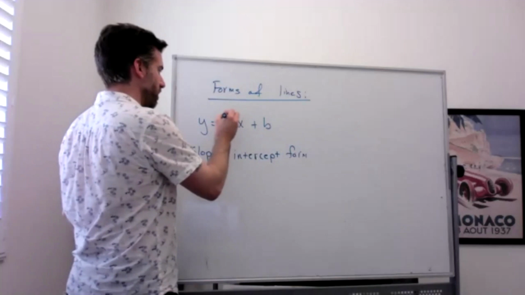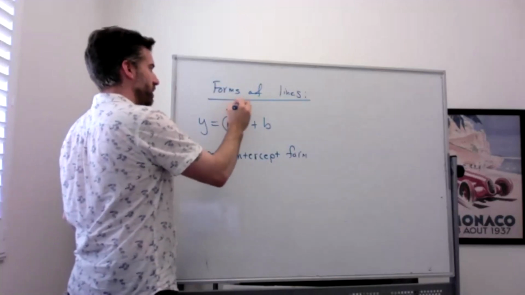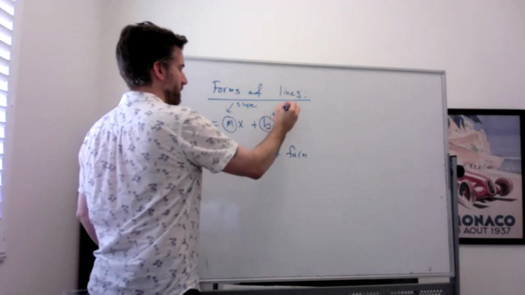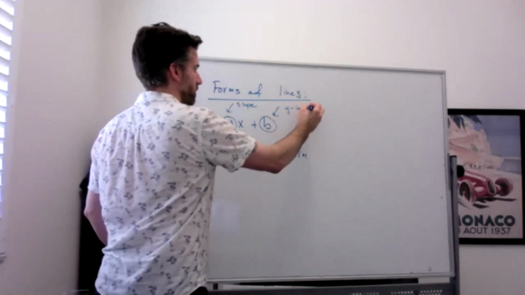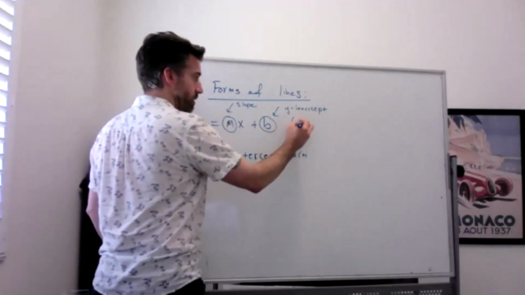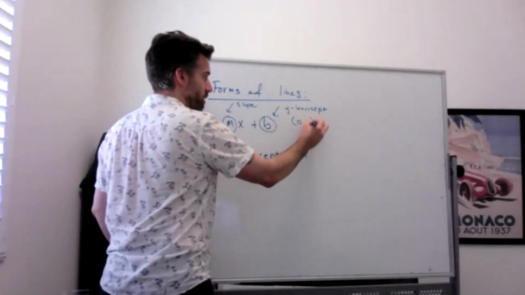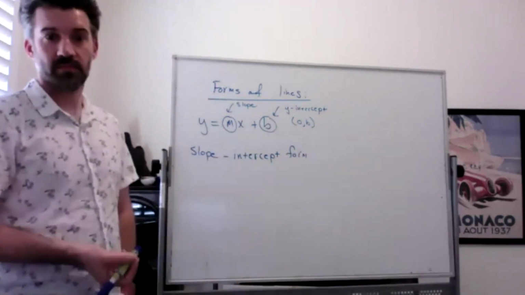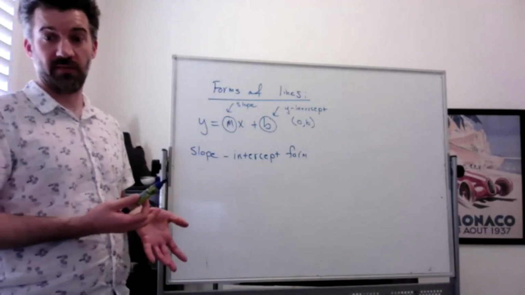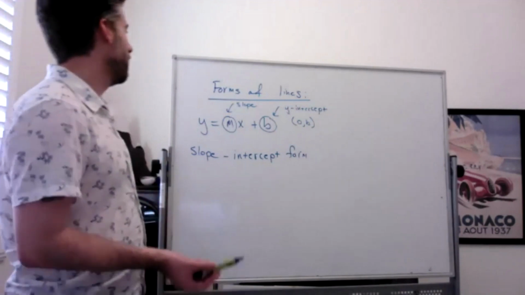So this here, that's the slope of the line. And this here, that's the y-intercept. Or if you prefer, you can say that the y-intercept is the point 0, b. So it's a form that has a lot of information already very visible to us.